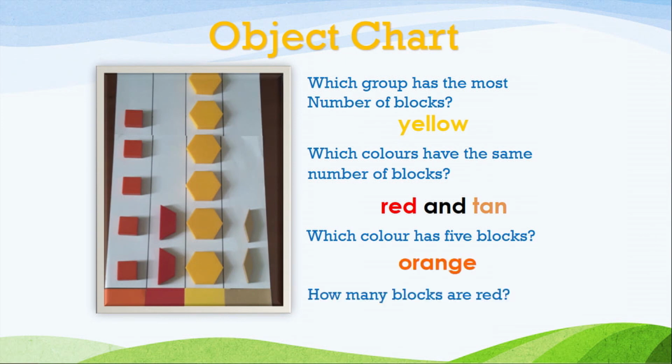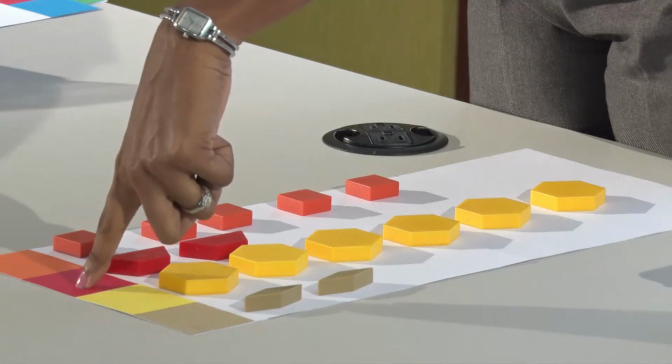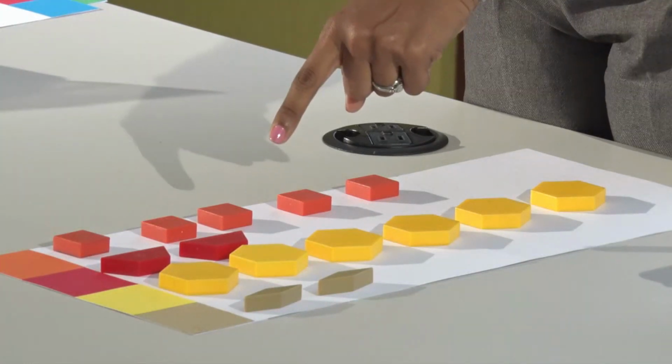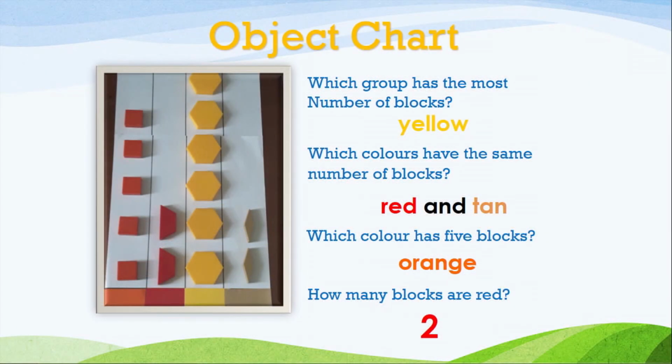How many blocks are red? We go directly to red and we count how many blocks there are in that group. 1, 2. 2 blocks are red.